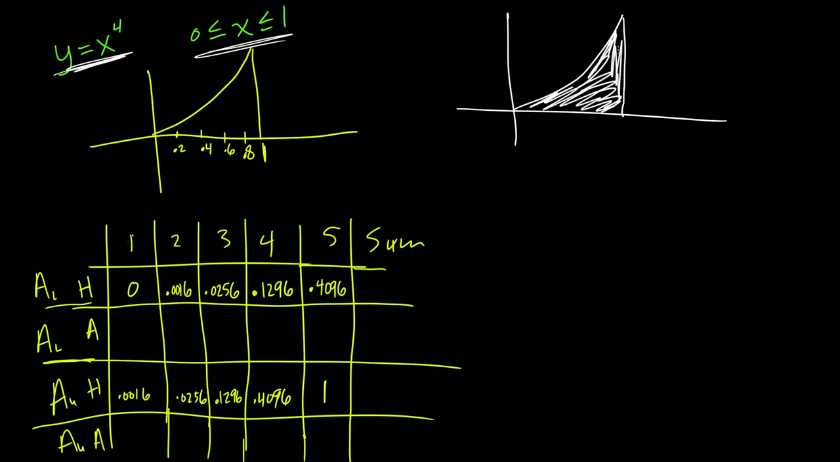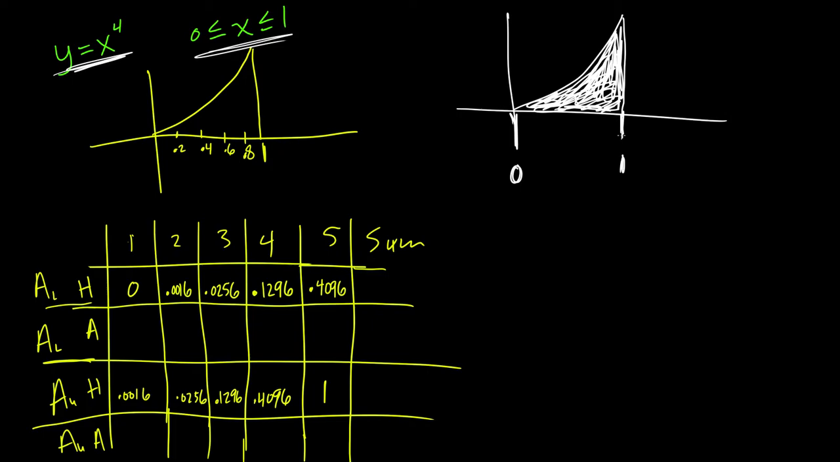So x to the fourth looks a lot like x squared, but the slope goes up a little bit differently. This is from 0 to 1, and we shade in everything between the x-axis and the curve itself. Now part B asks us to use upper and lower rectangles to find the area.